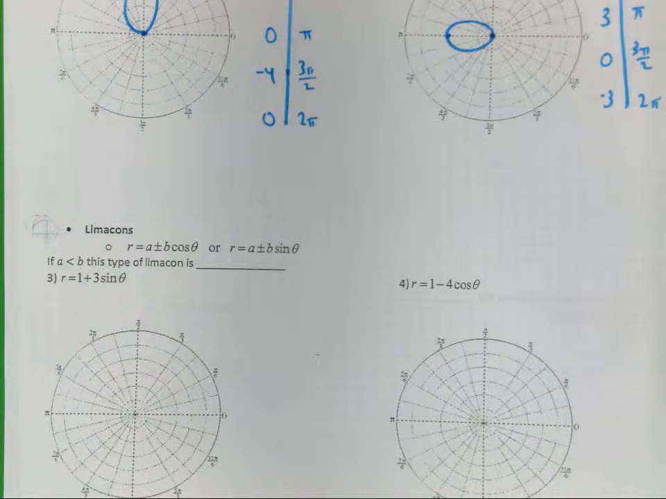If your A is less than B, this type of limaçon has a swirl. And I want you to think absolute value. The absolute value of A is less than the absolute value of B. Okay? For example, here's an example.